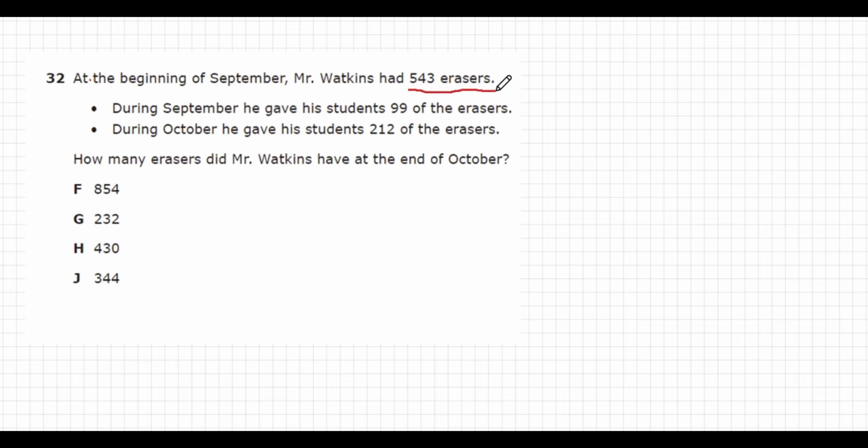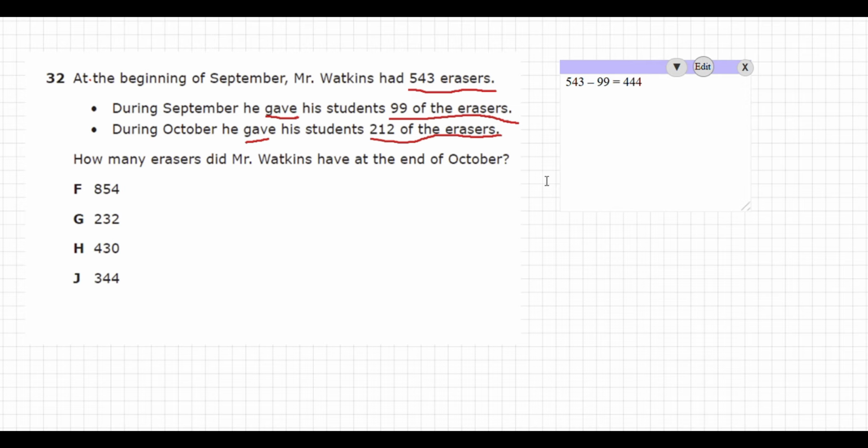Question number 32. At the beginning of September, Mr. Watkins had 543 erasers. During September, he gave his students 99 of the erasers. During October, he gave his students 212 of the erasers. How many erasers did Mr. Watkins have at the end of October? We subtract 99 from 543, which equals 444, then subtract 212 from 444, which equals 232. So, G is the correct answer.